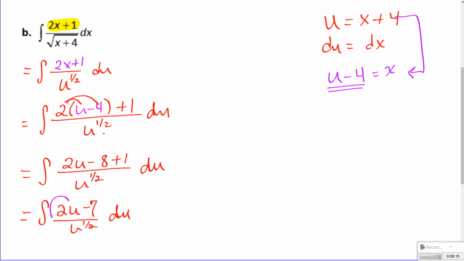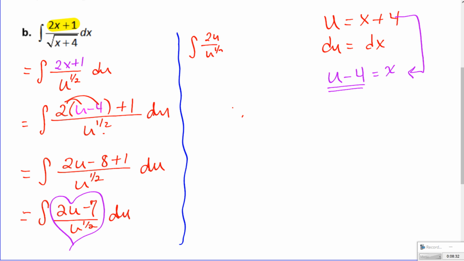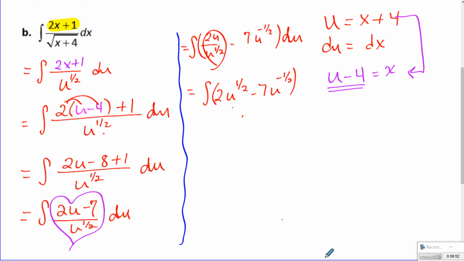Now, you know all about these type of fractions. They're the ones I love. And let's simplify this. So where is that taking me? Well, it's going to give me an integral of 2u over u to the 1/2 minus 7, I'm going to call it u to the negative 1/2 du. Am I ready to integrate? Not quite. I'm going to get this first thing simplified down. That'd be a u to the 1/2 minus 7u to the negative 1/2 du.